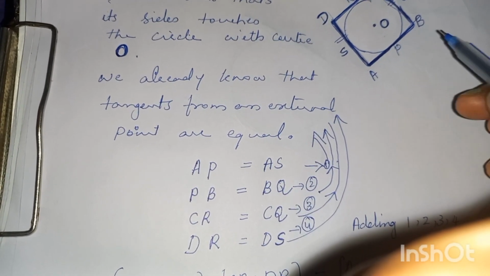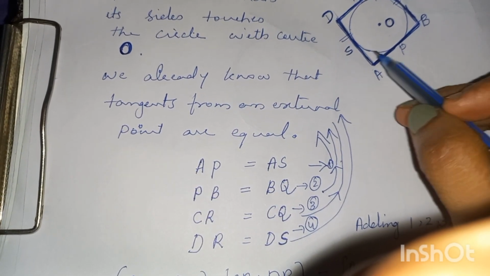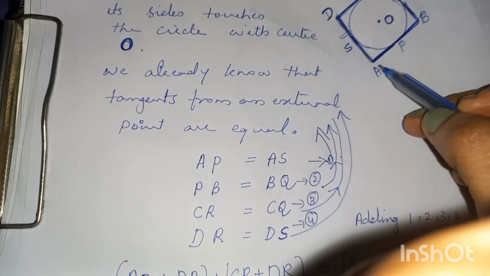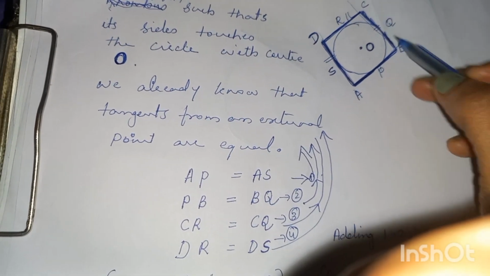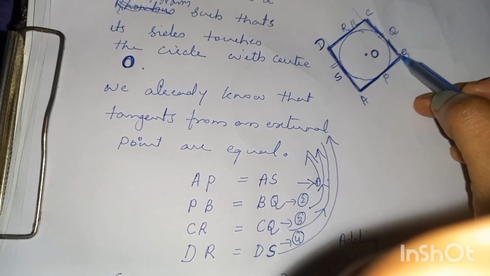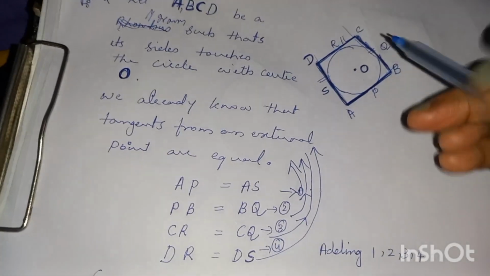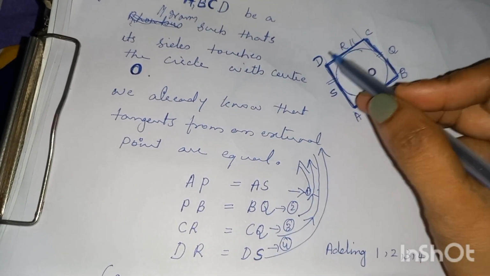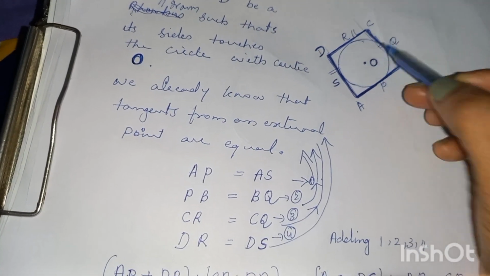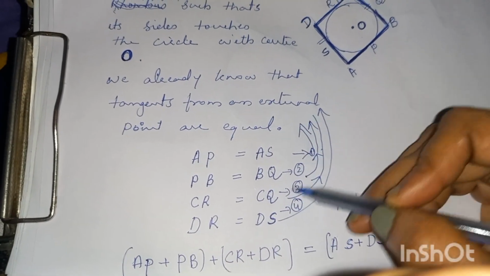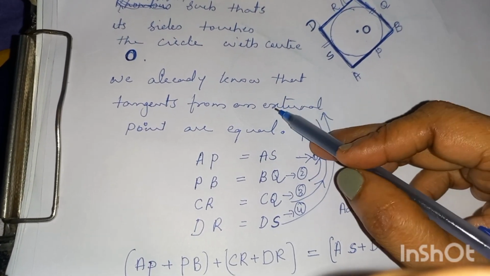So AP is equal to AS. Then PB is equal to BQ. Then DR is equal to DS, and CR is equal to CQ. These are equations 1, 2, 3, 4. What is the reason for all of them? Tangents from an external point are equal.